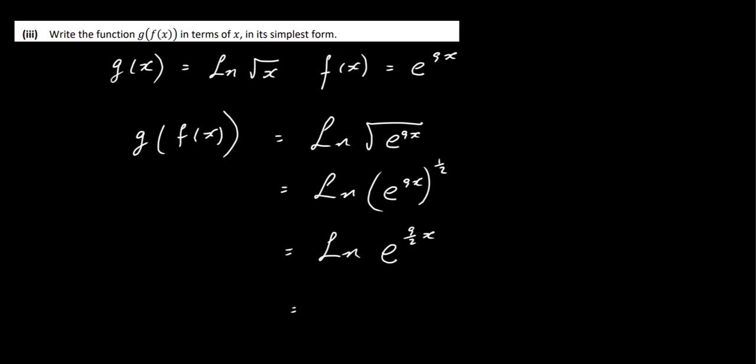We've got to just simplify this entire thing here. Remember, this is log to the base e. So what would you raise e to the power of to give you this? Well, it would just be 9 over 2 x, or 4.5x. And that's it. That's it for this question.